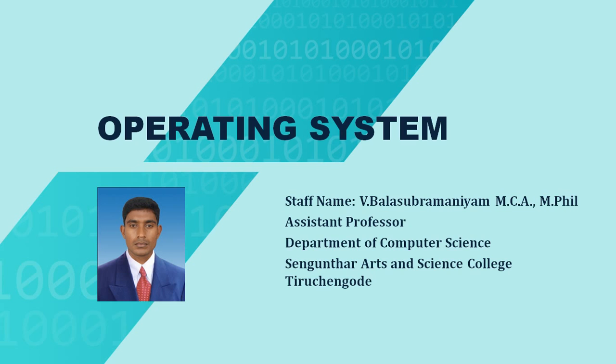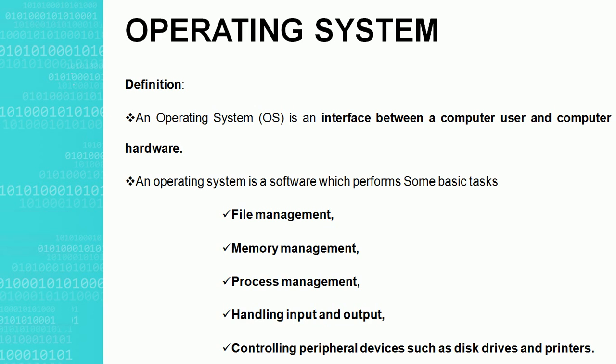Here in this video, I am going to discuss operating systems. The operating system is an interface between a computer user and the computer hardware. It is software which performs all basic tasks like file management, memory management, process management, handling inputs and outputs, and controlling peripheral devices such as disk drives and printers. Some popular operating systems are Linux, Unix, Windows, Apple Mac OS, etc.